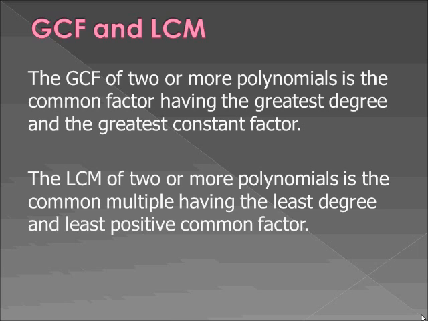Alright, the GCF and the LCM. We've done this before. Now we're going to do it with polynomials. The greatest common factor of two or more polynomials is the common factor having the greatest degree and the greatest constant factor. The LCM of two or more polynomials is the common multiple having the least degree and least positive common factor. Alright, it's probably actually easier to look at examples.